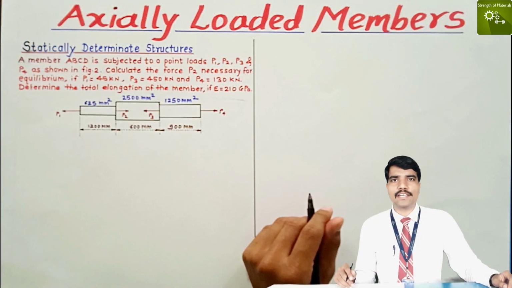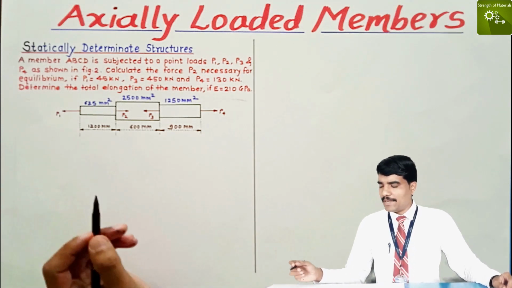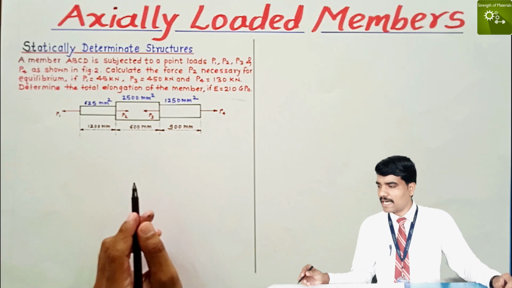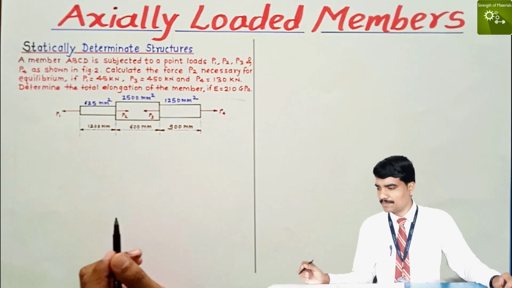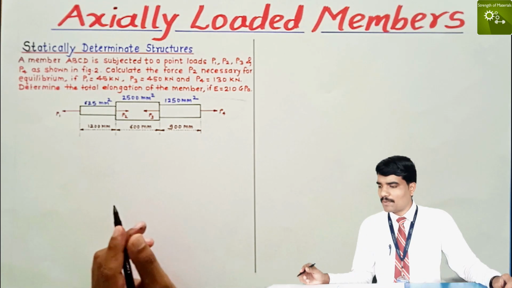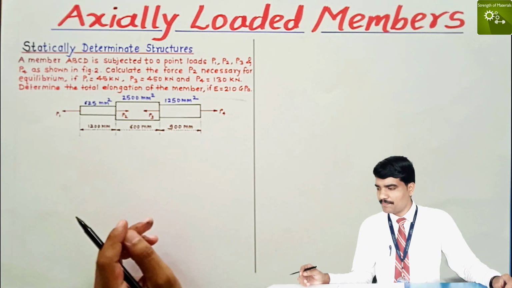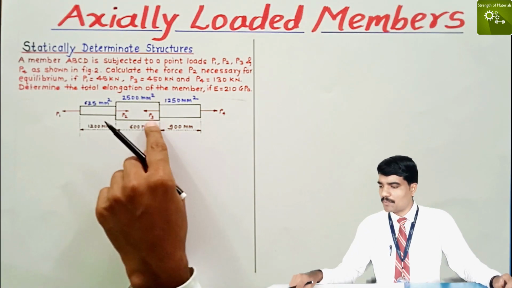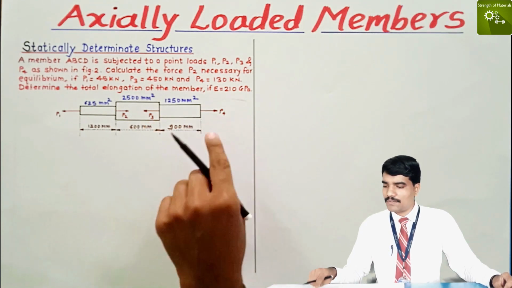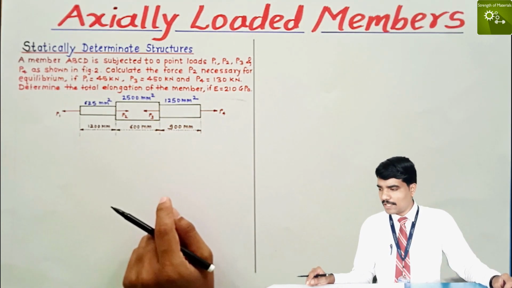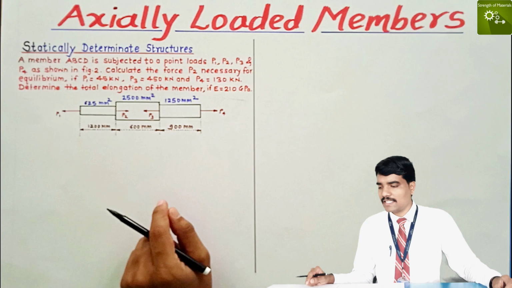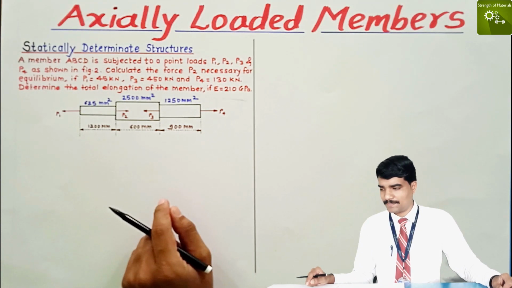Let's see another numerical on statically determinate structures. A member ABCD is subjected to point loads P1, P2, P3 and P4 as shown in figure 2. Calculate the force P2 necessary for equilibrium if P1 is 45 kN, P3 is 450 kN and P4 is 130 kN. Also determine the total elongation of that member if modulus of elasticity is 210 GPa.